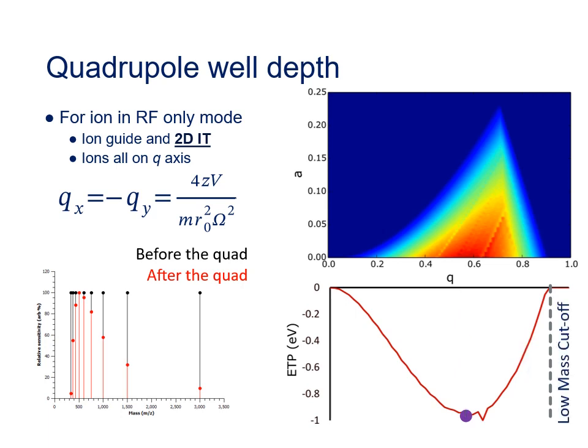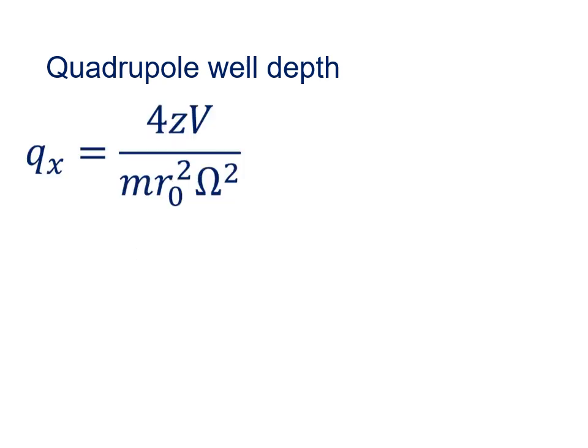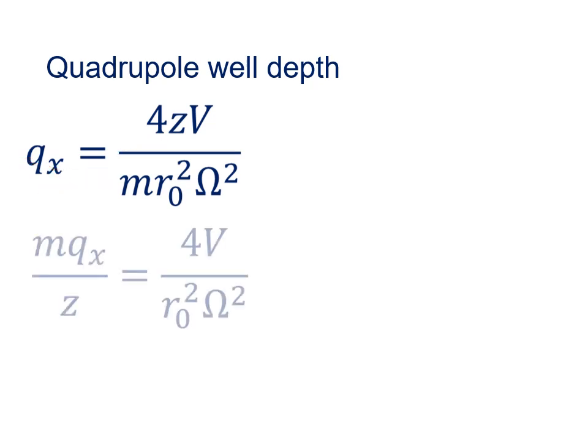And the lightest mass-to-charge ratio you can trap in an ion trap for a given setup is known as the low mass cutoff. And let's look at how we calculate that. So let's start with the basic equation for Q. For the first step, let's move the mass-to-charge ratio of the ion to the other side of the equation. So we multiply both sides by the mass and divide by the charge. And if we do that, the equation will look like this.